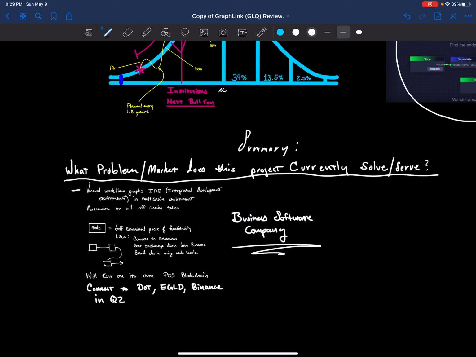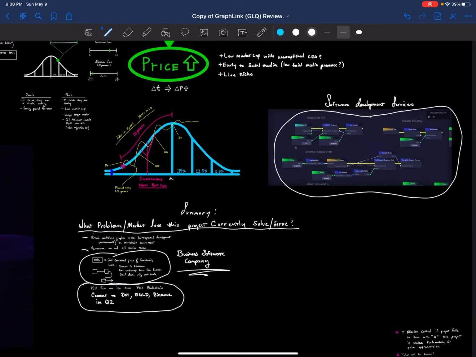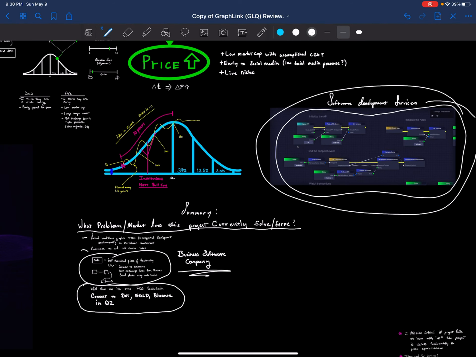To summarize what they do, what problem do they solve? They're virtual workflow graphs, IDEs, integrated development environments in a multi-chain environment, allowing Polkadot, Ethereum, and so on to interconnect with each other, allowing programmers, developers and businesses to integrate their businesses, tasks, automation, etc. into the blockchain using this visualization toolkit. They automate on and off chain tasks, and they just use these little data nodes. I don't need to get too much in the weeds of that.